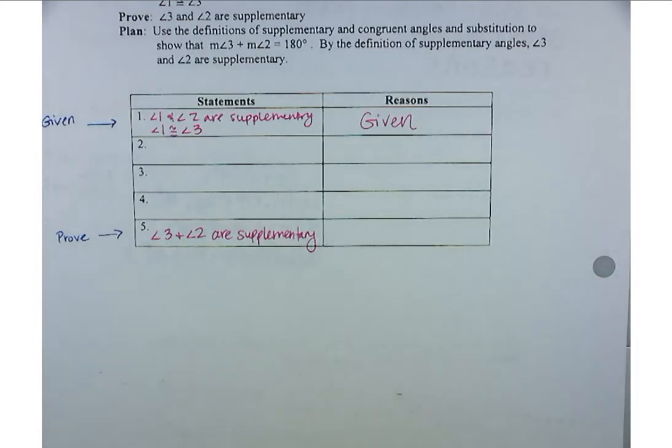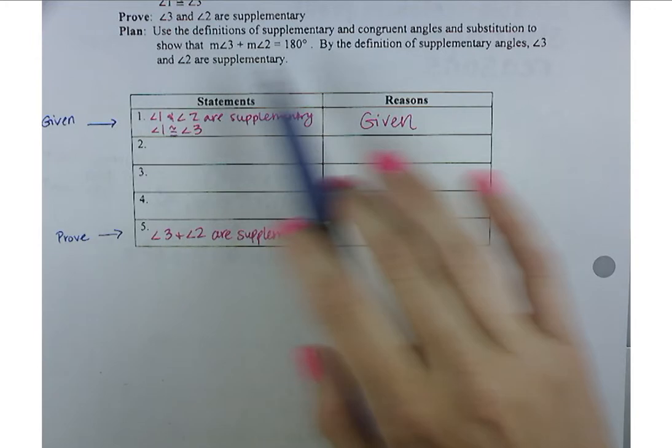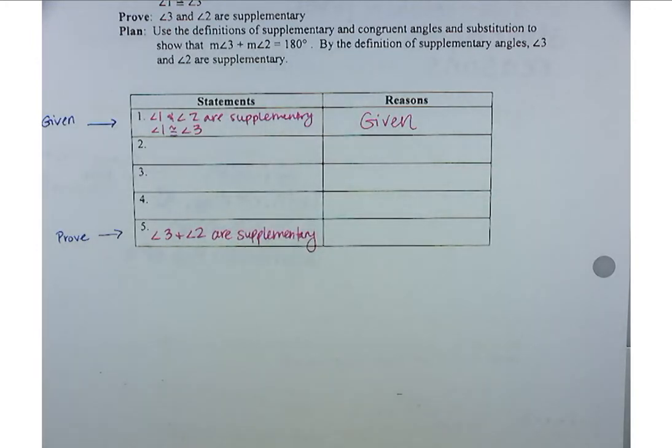Okay, now this one gives you a plan so you can follow that plan. It says use the definitions of supplementary and congruent angles and substitution to show that the measure of angle 3 plus the measure of angle 2 equals 180. By the definition of supplementary angles, angle 3 and angle 2 are supplementary. So this kind of walks you through it.